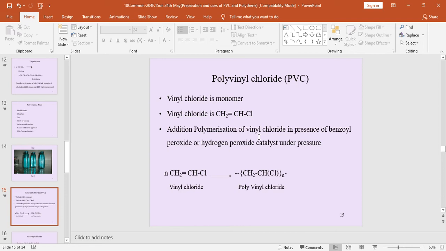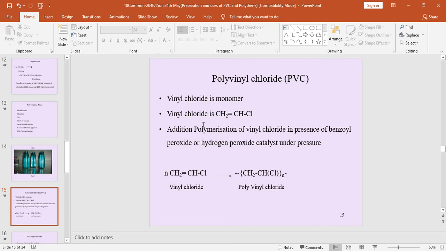So, addition polymerization of vinyl chloride in the presence of benzoyl peroxide or hydrogen peroxide catalyst under pressure. We can write the reaction also: n moles of CH2=CHCl are converted by addition polymerization into -CH2-CHCl- in n number of molecules. So this is polyvinyl chloride. This is the preparation of PVC.